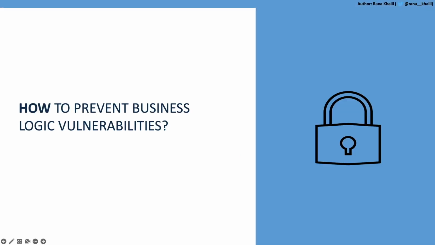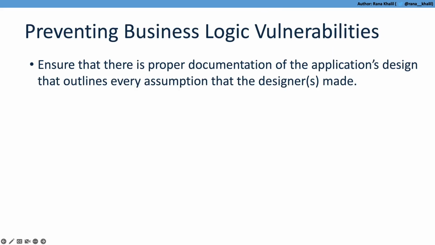All right, we've reached the last section of the presentation, which is how to prevent business logic vulnerabilities. Since each business logic vulnerability is unique, there's no clear-cut way on how to prevent all business logic vulnerabilities, but there are good practices that can be applied to significantly reduce the risk of logic flaws being introduced into your application. The first one, and this is a really important one, is that you ensure that there is detailed documentation of the application's design that outlines every assumption that the designer has made.